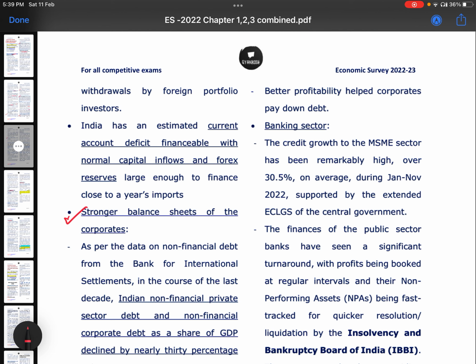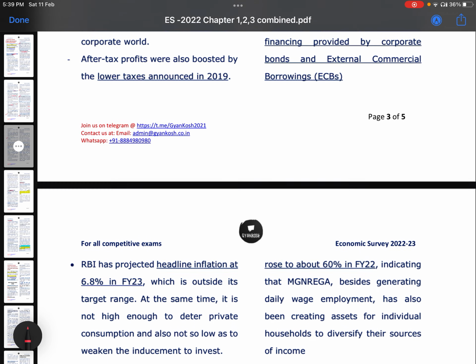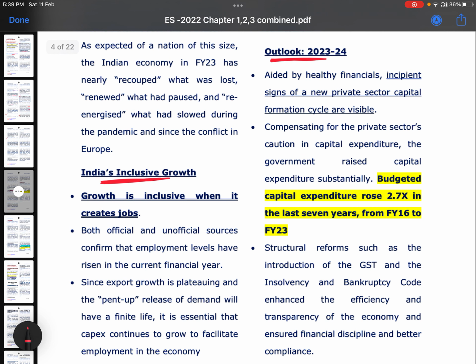Though there are only a few things in this year's survey which can be asked in prelims, you need to remember the same. Let's look at Outlook 2023-24. The highlighted point has to be remembered. Budgeted capital expenditure rose 2.7 times in the last 7 years, from financial year 16 to 23.